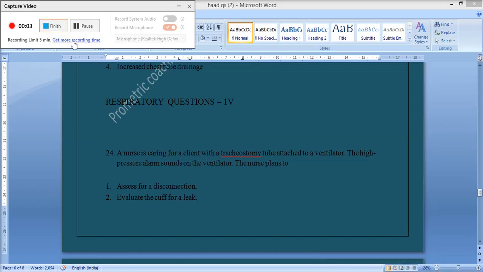Respiratory questions 4. 24. A nurse is caring for a client with a tracheostomy tube attached to a ventilator. The high pressure alarm sounds on the ventilator. The nurse plans to: 1. Assess for a disconnection. 2. Evaluate the cuff for leak.